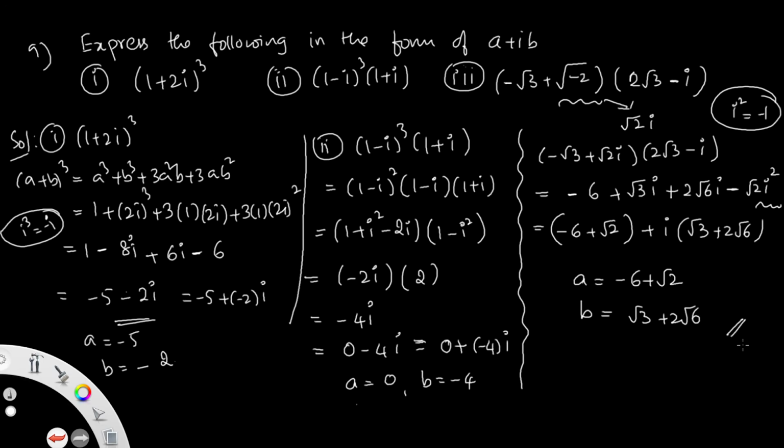So the question is given like this. Any of the three questions follow this form. Or else, square root of minus 2 is nothing but root 2 into square root of minus 1, which is i. That's why we write root 2 and i outside, that is root 2i. And the other factor is 2 root 3 minus i, with simple multiplication, whereas i square equals minus 1. That is nothing but minus 6 plus root 2 plus i into (root 3 plus 2 root 6). Now it is in the form a plus ib. That's why you treat it like this. Just make a note, all of you. Next, question number 10.